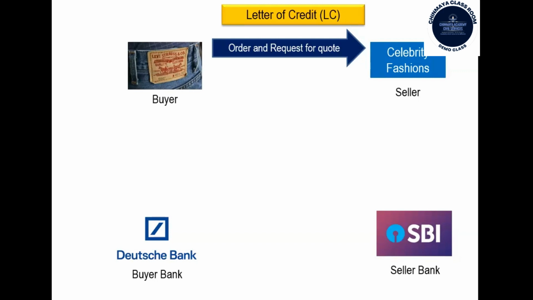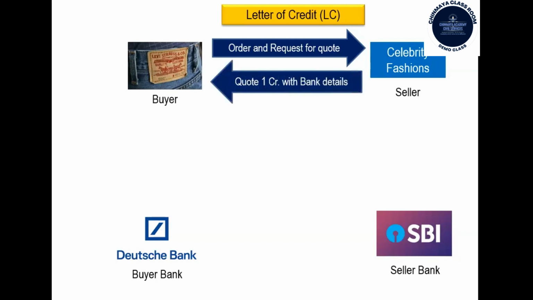If you are from Celebrity Fashions, what will you do? You will sit with your team and discuss whether these products can be availed, how long it will take to complete the project, and what the approximate cost will be. So you decide that, okay, we will give a quotation of 1 crore. So they reply back saying that these materials will be sourced at this rate and we will be completing the project and we can deliver the project in this time period. And the project value is 1 crore.